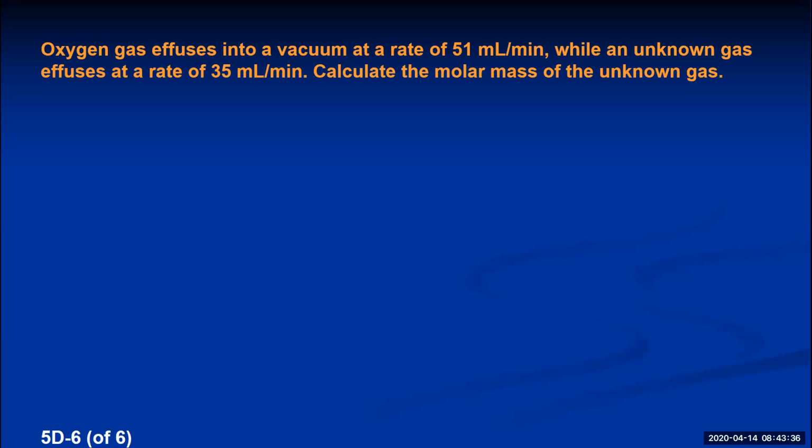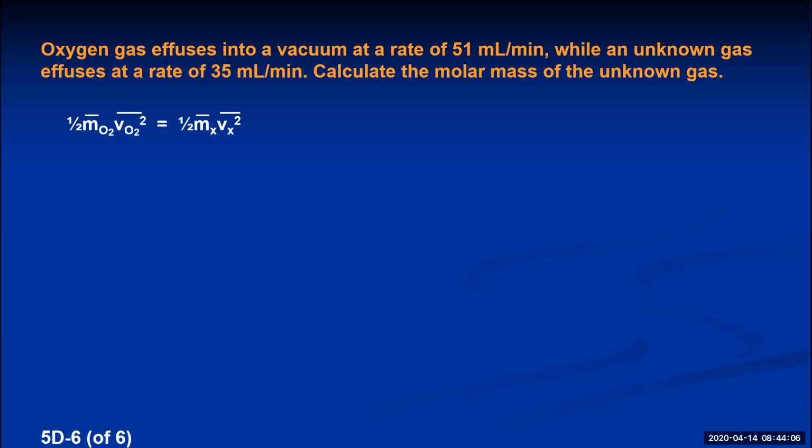Notice I'm using the word rate. Rate is a velocity. So this 51 milliliters per minute and the 35 milliliters per minute are velocities. They're not meters per second, but they're something per time. Anything per time is related to a velocity. So we're used to distance per time being a velocity, but you could have volume of gas that moves through a hole per time as a velocity also. I can use those as my v's for oxygen and the unknown gas in my Graham's law expression.